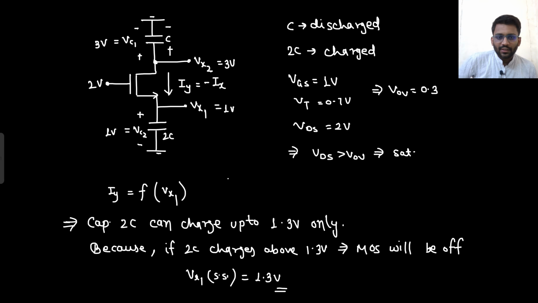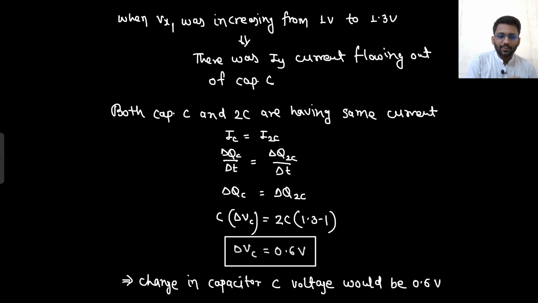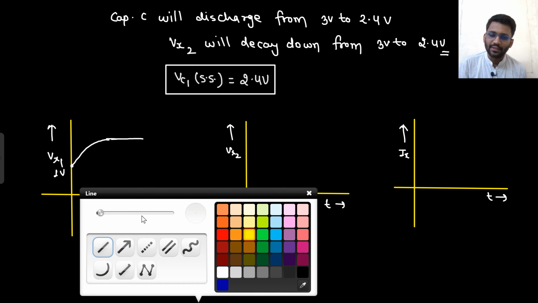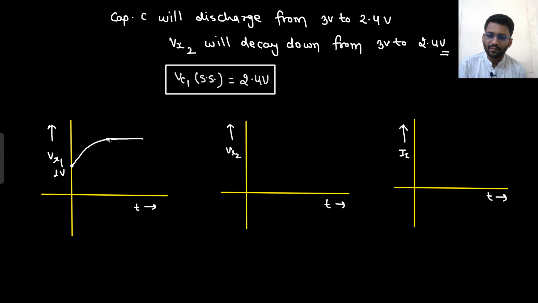So for Vx1, it started from 1 and rises up to 1.3, and that will be the steady state. Let's assume it reaches the steady state at time t1. This is the time t1 when it reaches the steady state, and voltage is 1.3 volt.